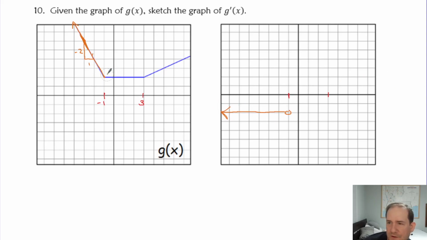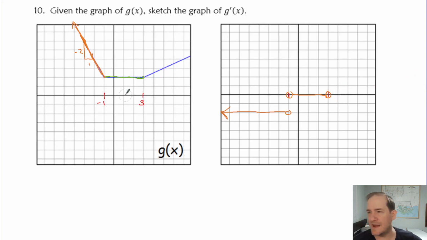Then I get to this green chunk of graph now, and that guy's horizontal. So all the tangent lines there are horizontal, and of course the slope of a horizontal line is 0. So that means at -1, after having all these slopes of -2, now my slope is 0. And it's 0, 0, 0, until I get to 3, where I'm not differentiable again, so I get another hole because my derivative is undefined.